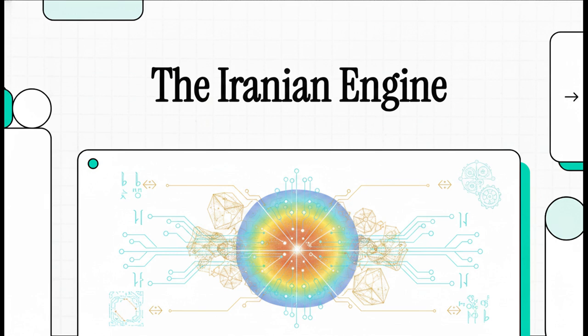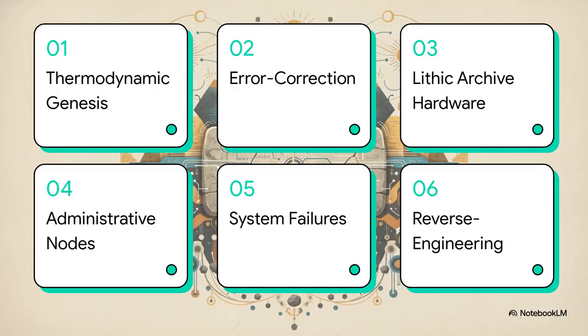Yes, you heard that right. We are literally talking about a 12,000-year-old information engine designed specifically for human survival. Okay, let's dive into this. Here is the system architecture we'll be exploring today.